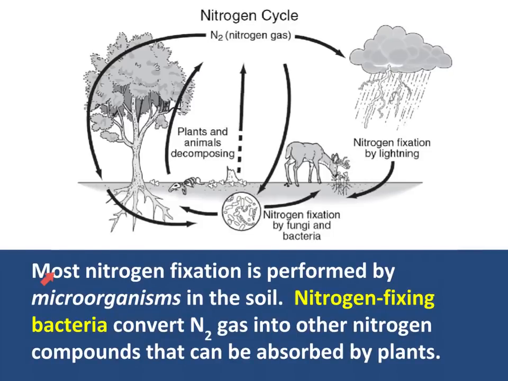However, the most nitrogen fixation is performed by microorganisms in the soil. Micro meaning tiny organisms. Nitrogen-fixing bacteria convert nitrogen gas into other nitrogen compounds that can be absorbed by plants. So on number 8, what performs most nitrogen fixation? The answer is in yellow. Nitrogen-fixing bacteria.